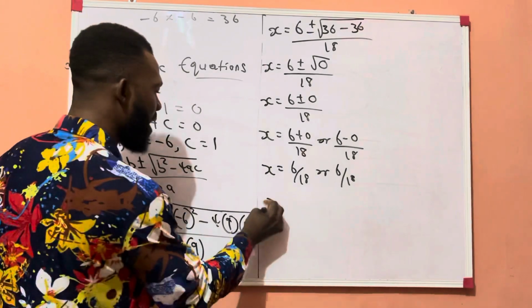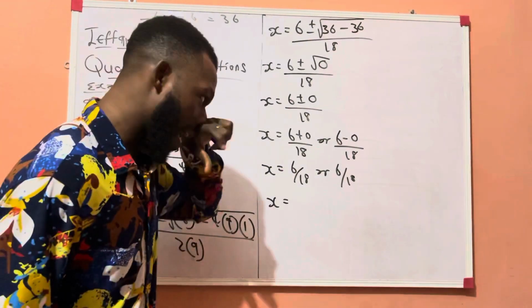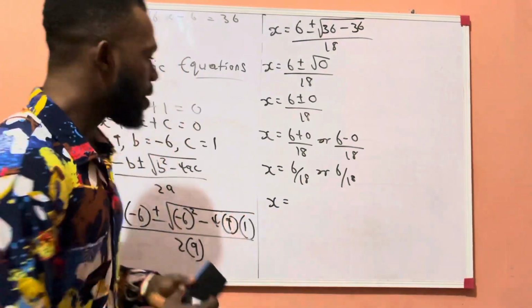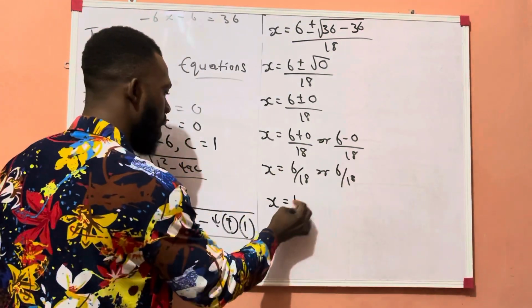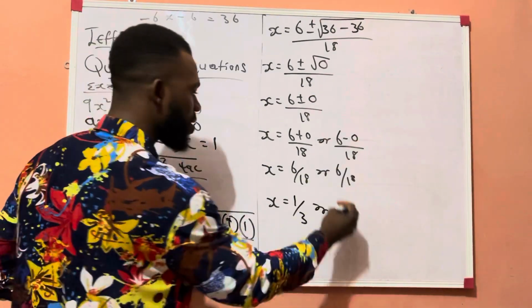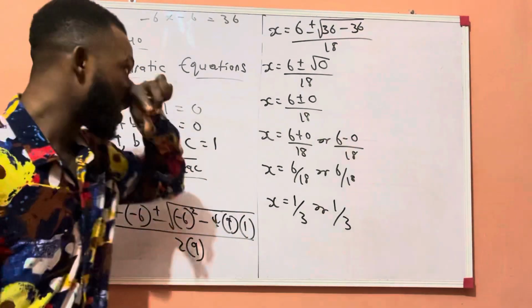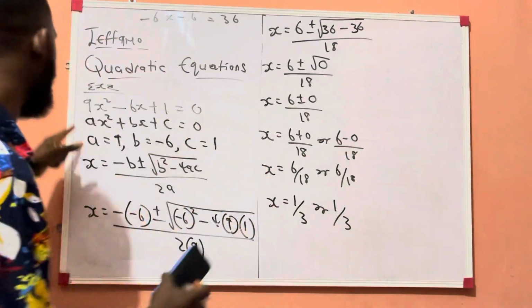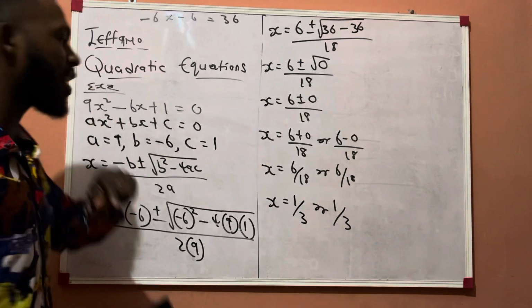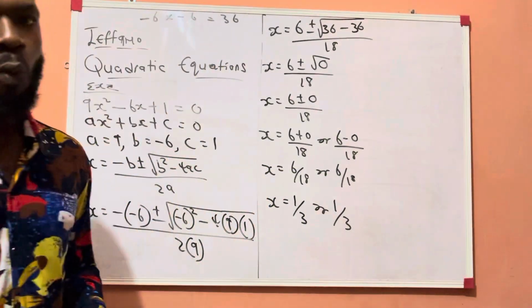Now, simplifying this fraction, 6 can cancel 6, and at the same time, 6 can cancel 18. When 6 cancels 6, 1, and when 6 cancels 18, 3. So it means the roots of the equation 9x squared minus 6x plus 1 equal to 0 are 1 over 3 or 1 over 3.